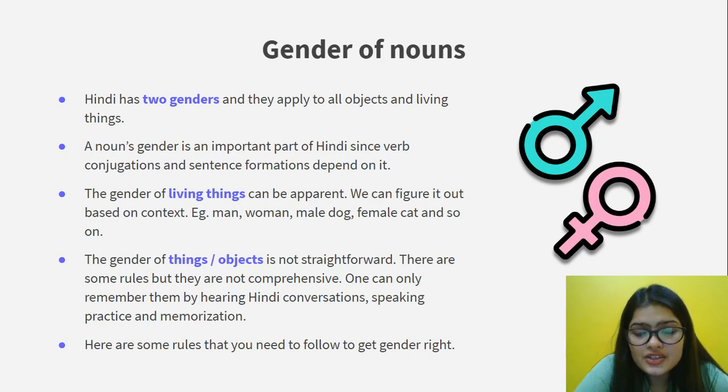So, unlike English, we have a different set of rules, and sometimes those rules are not always applicable to living things or objects. Even so, linguists, the language specialists, have made some rules that might be helpful for a language learner.